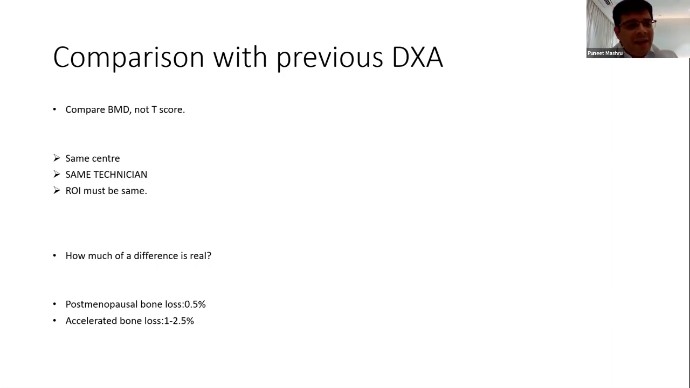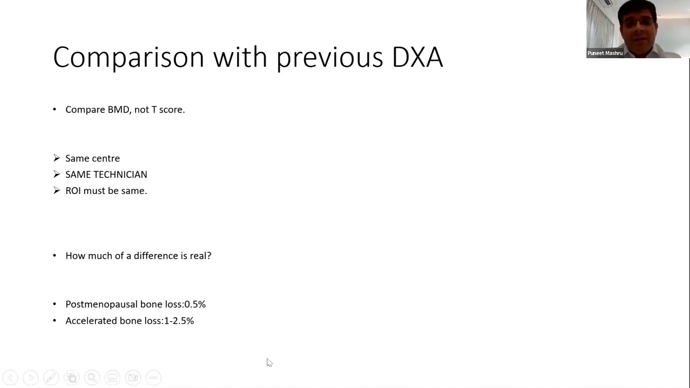Today, if I get a DXA scan done on a particular machine and I repeat the DXA scan at the same time, there will be some variation in the readings. So we should know the error value of that machine, and that has to be calculated by the DXA center, which often is not done in many parts of the country.